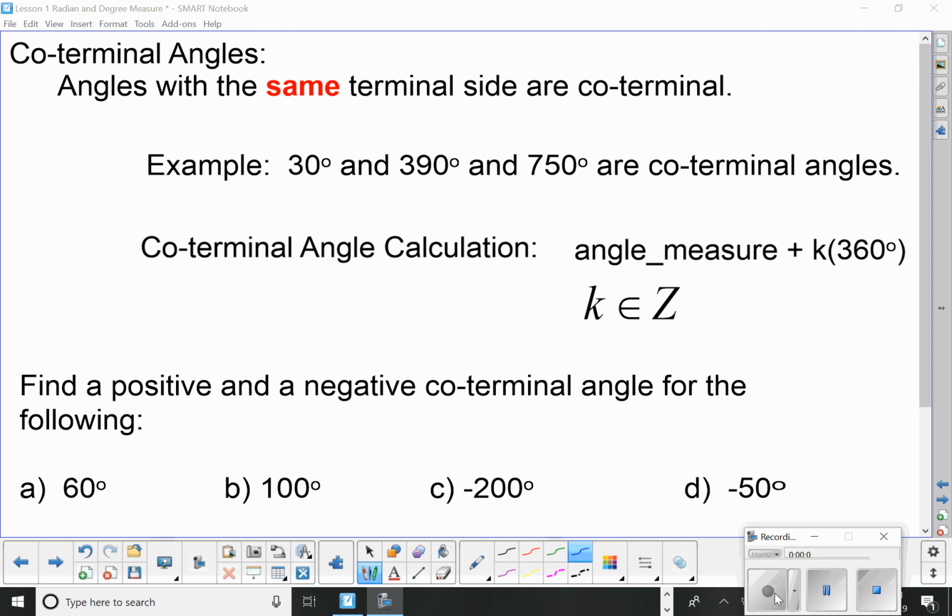Coterminal angles. This is still lesson 1, radian and degree measures, but this is the second half of the lesson. So if you want to take a break, you could.